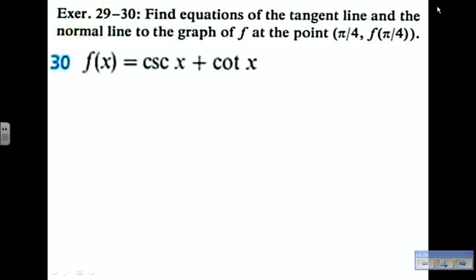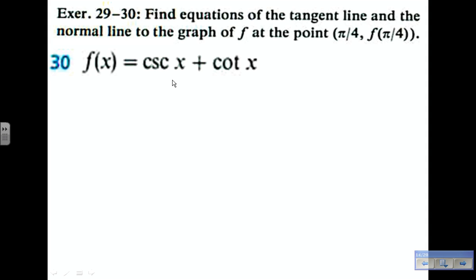This is also, if you don't have your graphing, or if you don't have your unit circle, I don't think you can do it. I don't think so. Maybe. First of all, find the equation of the tangent line and the normal line.